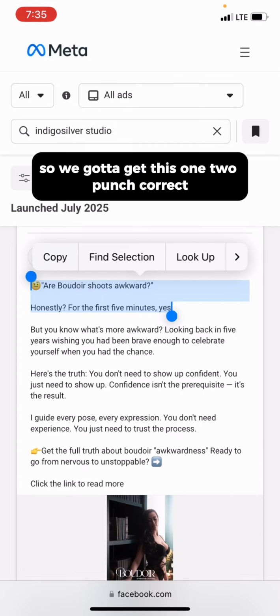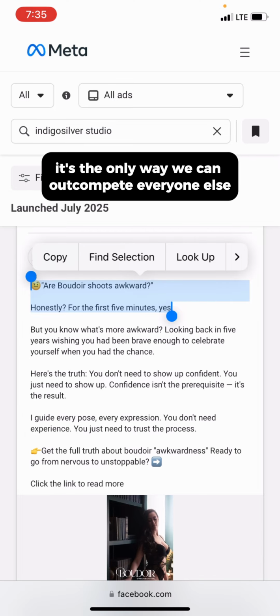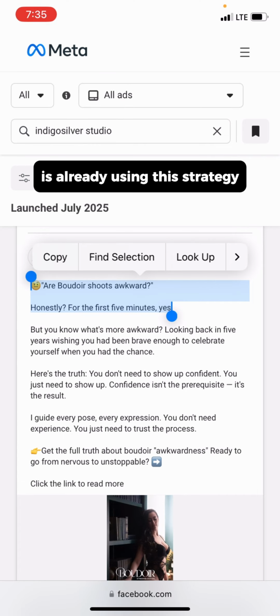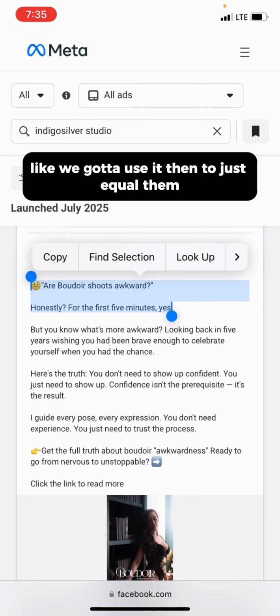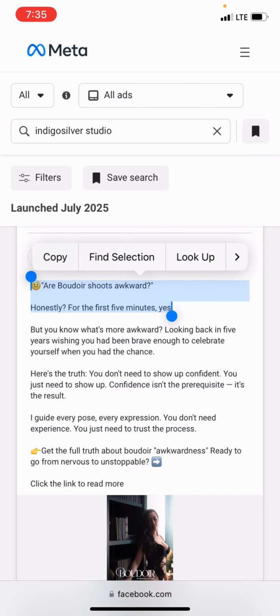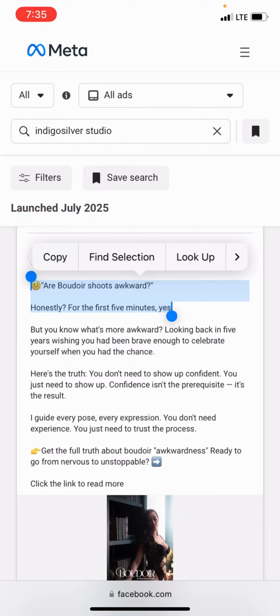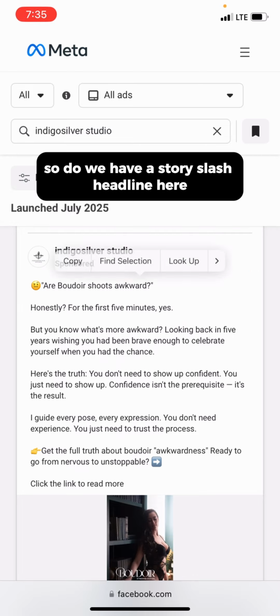So we got to get this 1-2 punch correct. It's the only way we can outcompete everyone else. And dude, especially if someone else in the city is already using this strategy, we got to use it then to just equal them, and stay default competitive, not lose any ground. So do we have a story / headline here?